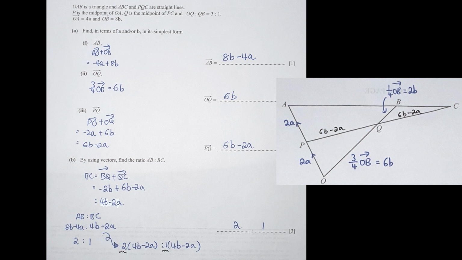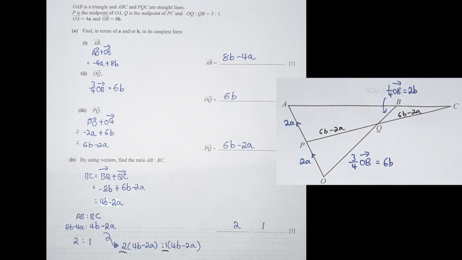For the next part, identifying OQ. OQ is actually 3 over 4 of OB, which translates into 6b. To find PQ, we take PO plus OQ. PO is -2a and OQ is 6b. So we have 6b minus 2a for PQ's result. So PQ is 6b minus 2a and QC is 6b minus 2a as well.